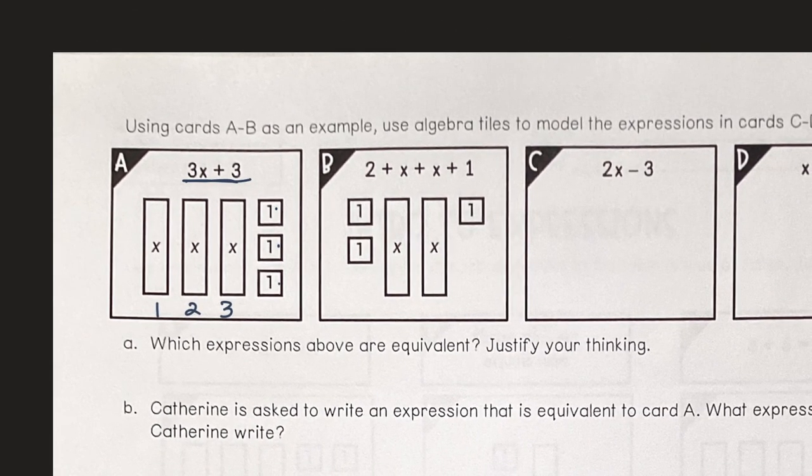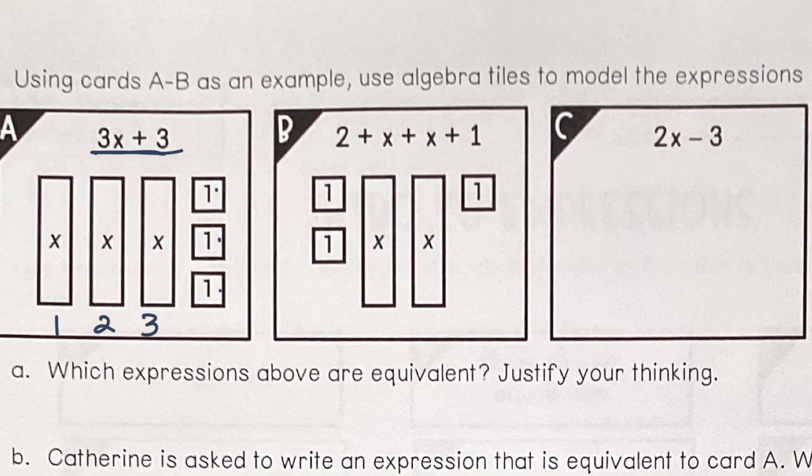For B, I have 2 plus x plus x plus 1. Okay, so I have 2 tiles, 2 1 tiles. Okay, so together that's the number 2, plus an x, which is modeled right here, plus another x, which is modeled right here, plus 1. Okay, so those are in order for you. 2 plus an x plus an x plus 1.